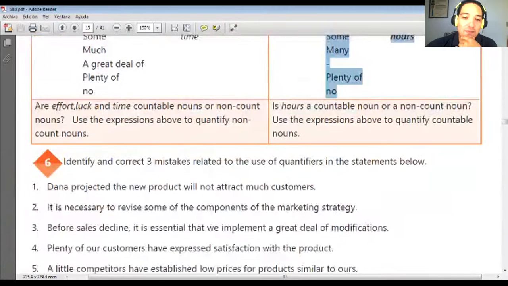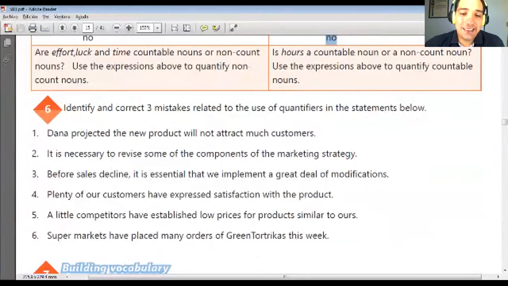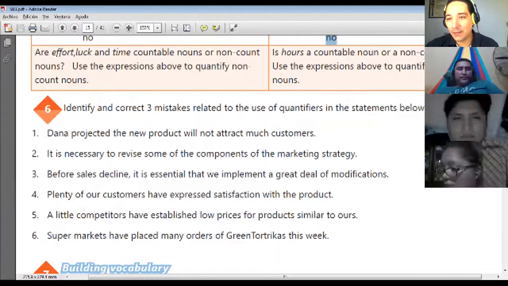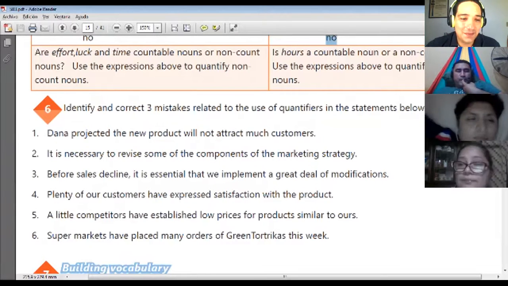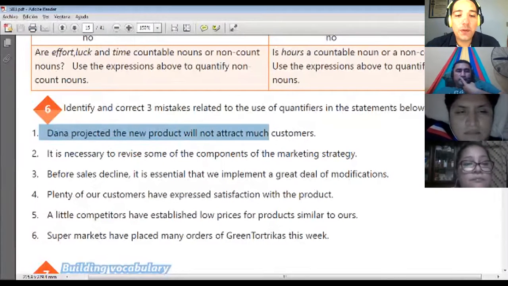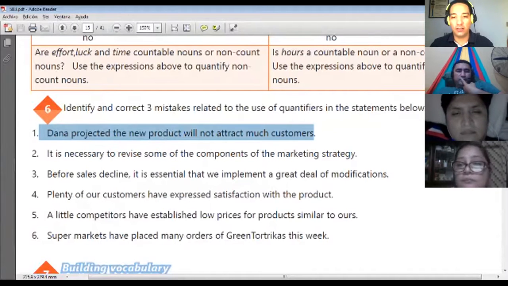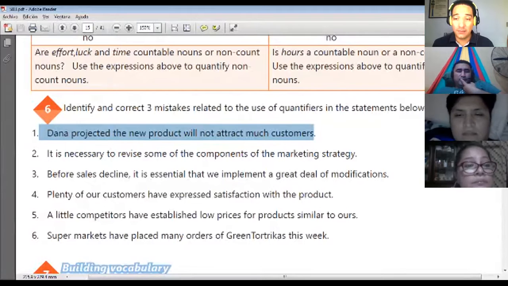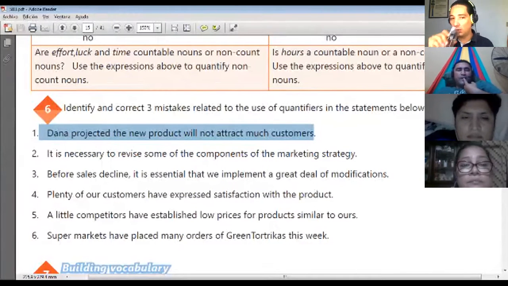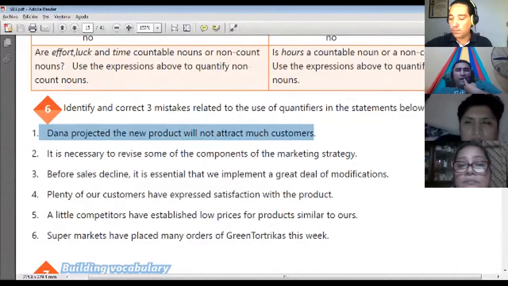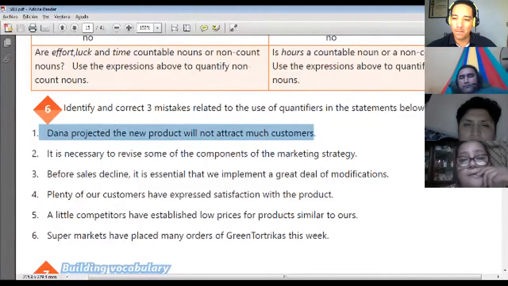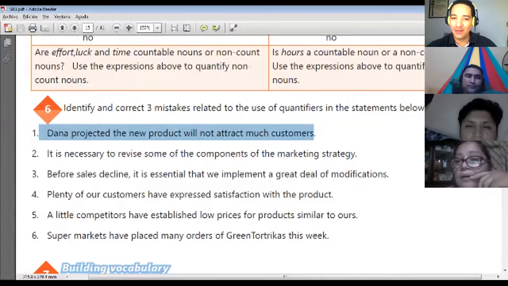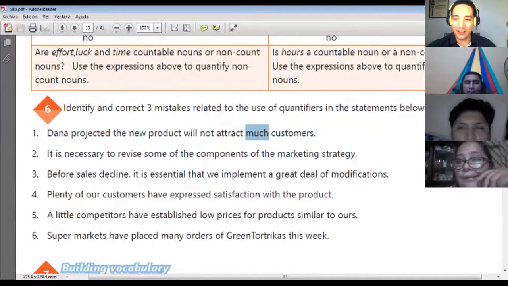No? Okay. Good. Now, let's identify three mistakes related to the use of quantifiers in the statements below. I'm going to select people. Let's go first with Patricia. I know you can do this, Patricia. So number one, Dana projected the new product will not attract much customers. Is there a mistake or no? I think it's many. Excellent. Yes, you got it. Very good, Patricia.